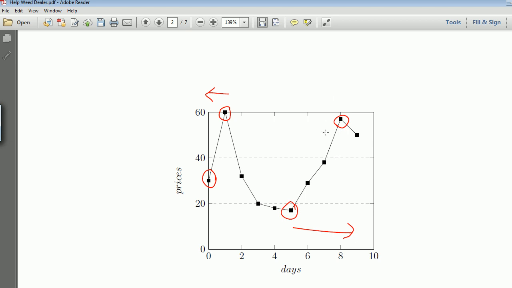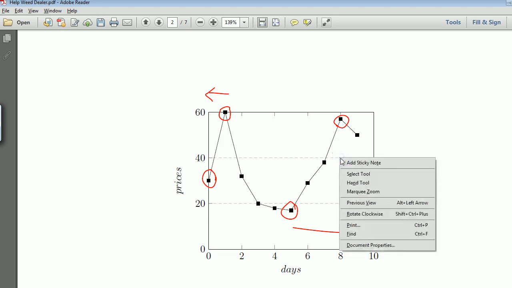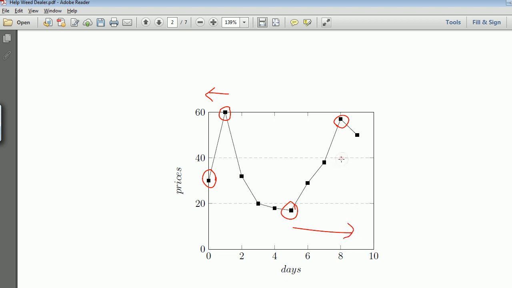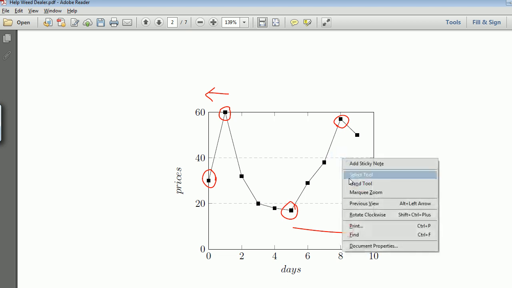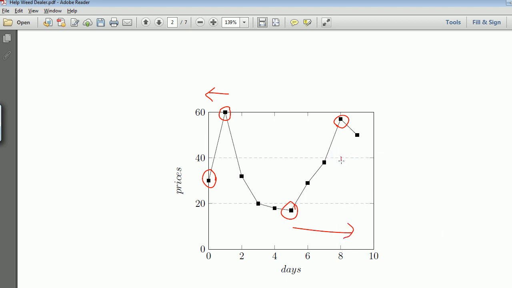But assume that on day 8, sorry, I mean 9, assume that on day 9 the price was 40. Let me do this. Assume that on day 8 the price was 40. So let's say this is 17 and 40, so the price has gone up 23, right?